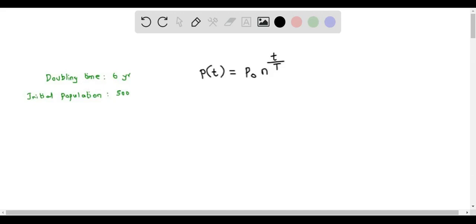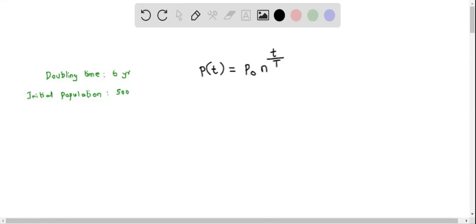Here we find the exponential function P of t equals P naught n raised to the power of t over this capital T. So using this information, we are going to find this exponential function. We are given that doubling time is 6 years. So we can say that this capital T equals 6.